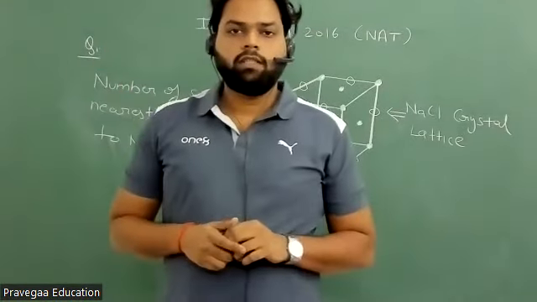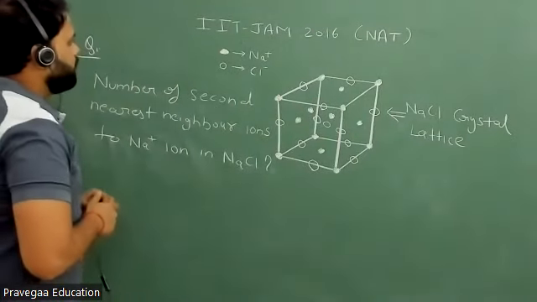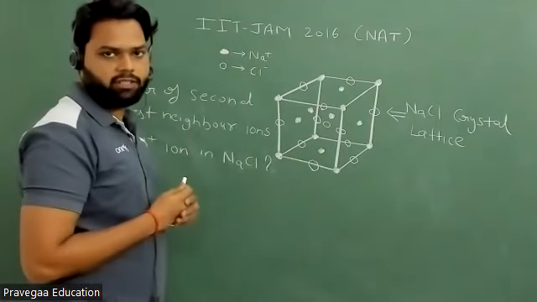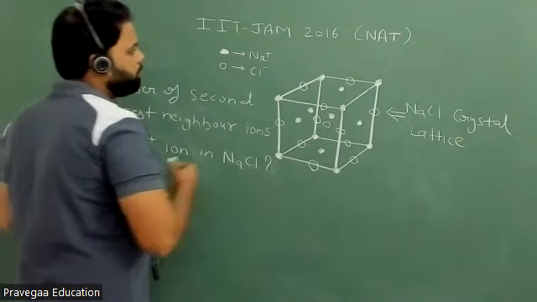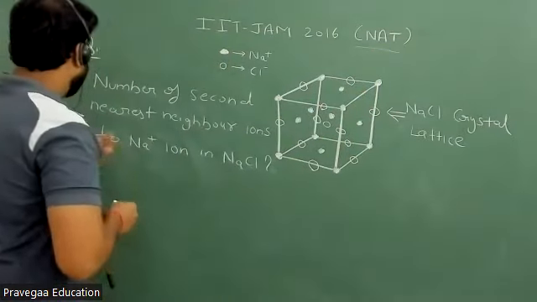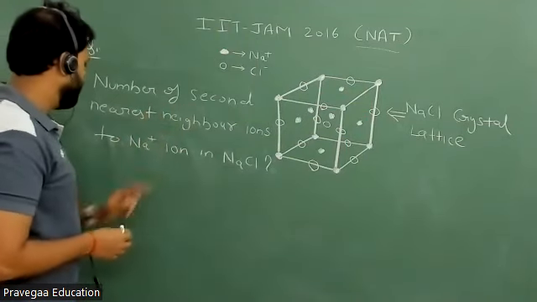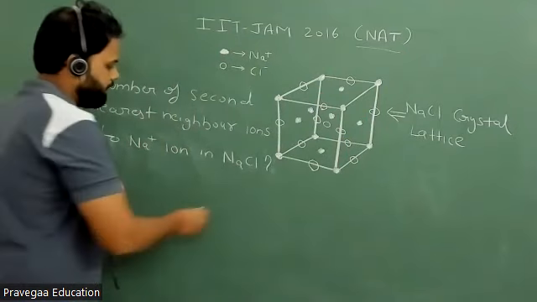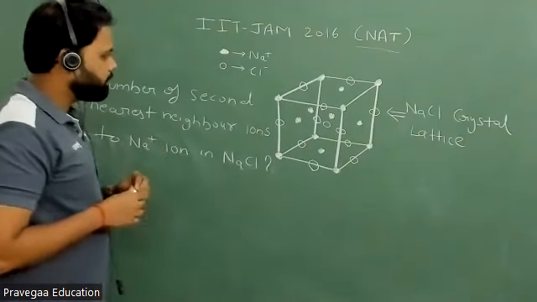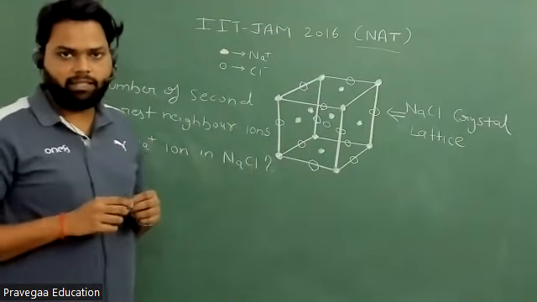Hello students. Today we are going to discuss one more problem from solid state physics. This question is from the crystallography topic, and it came in the IIT-JAM 2016 examination, from the NAT portion, the numerical answer type portion. In this question, we have to find the number of second nearest neighbor ions to the Na+ ion in the NaCl lattice.